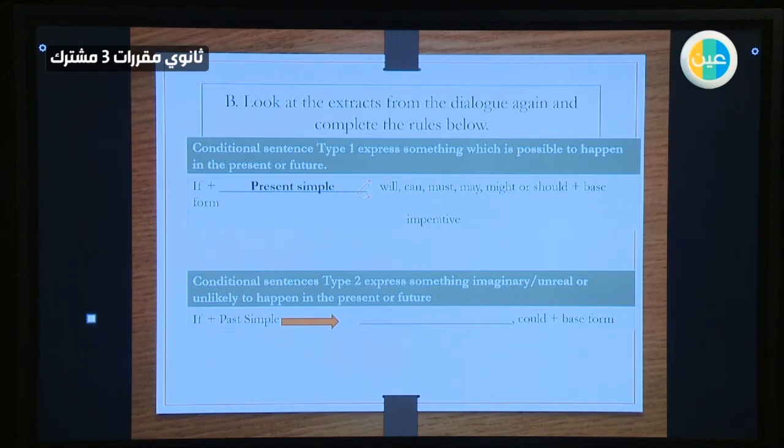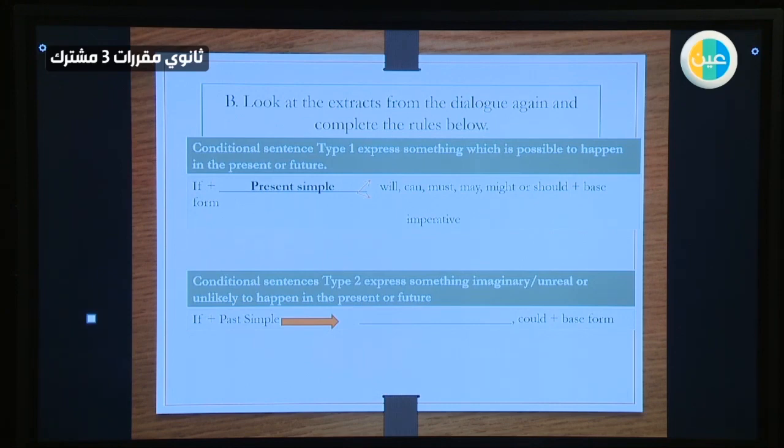What do I mean by imperative? Order. Do something. If you go to the market, bring some chocolate. This is an order, imperative, okay? So this is for something possible. If you go to the supermarket, bring me some chocolate, okay?